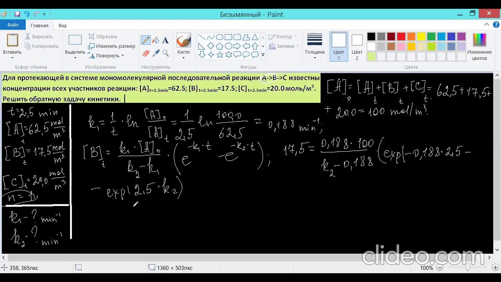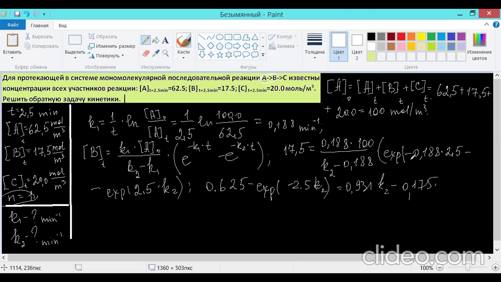So after very simple algebraic transformations of this equation, we finally get the following transcendental equation: 0.625 minus exponent raised to minus 2.5 times K2 equals 0.931 times K2 minus 0.175. Yeah, again, a very serious question arises.